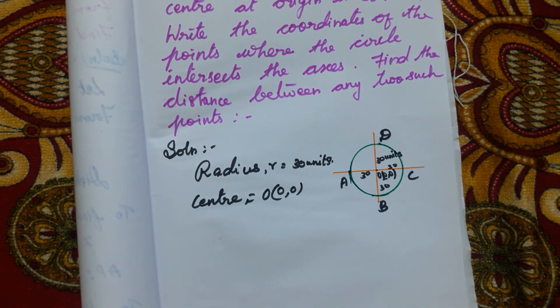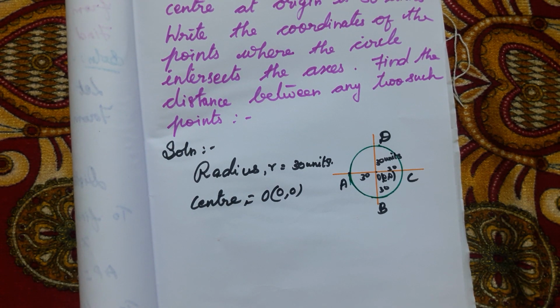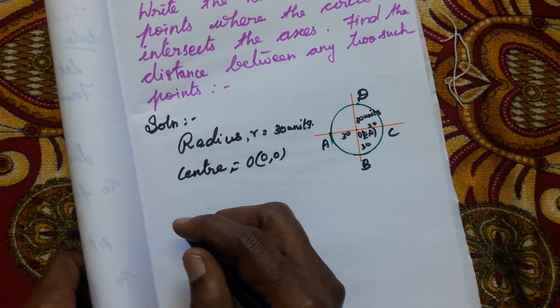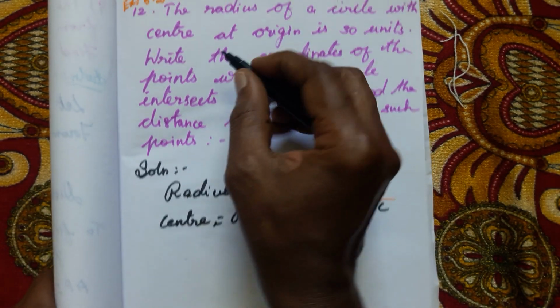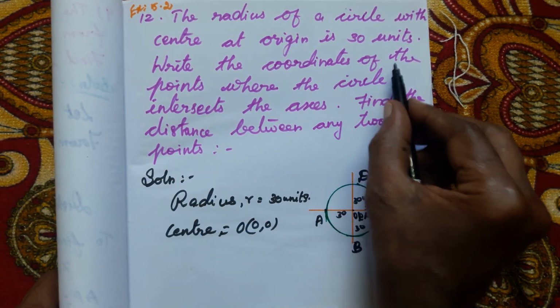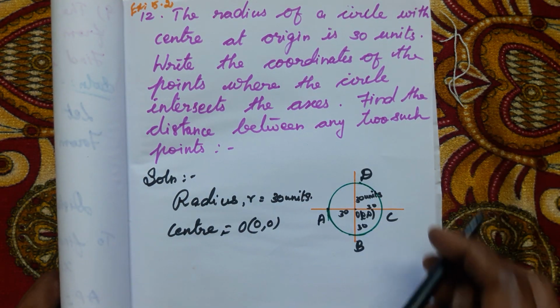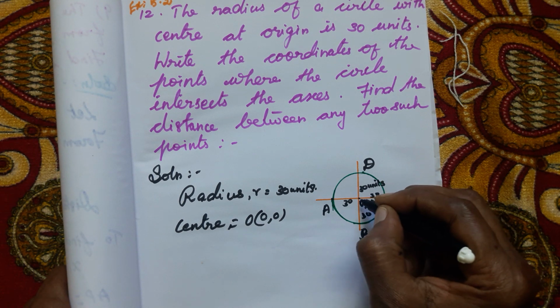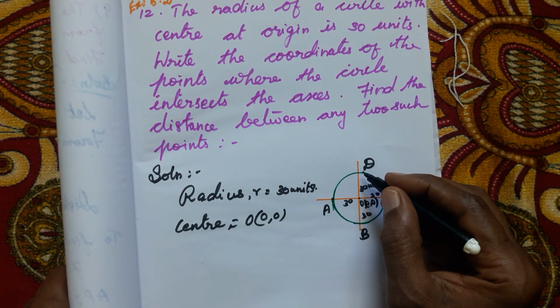This also 30 units. Okay. Next, what are the points A, B, C, D? We want to find out. The question is: write the coordinates of the points where the circle intersects the axis. What are the points? Listen, OD distance is 30 units.